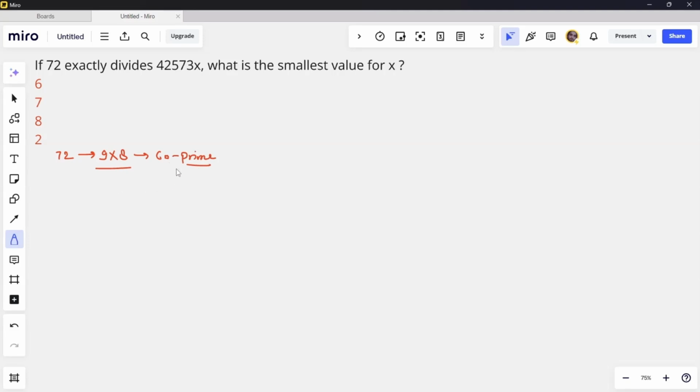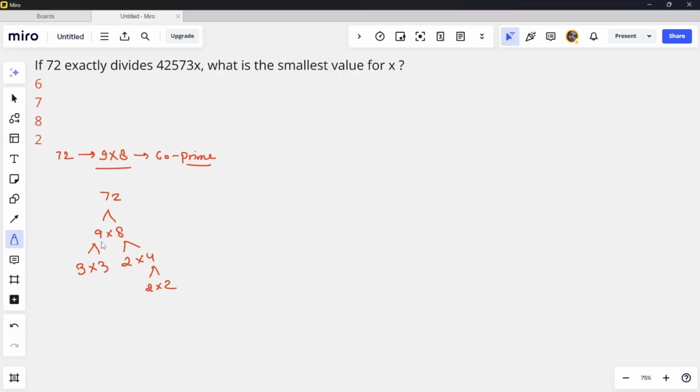So if we do the prime factorization of 72, it will become 9 into 8. It will also become 2 into 4 and 2 into 2 and 3 into 3. Okay, so this is the prime factorization of 72.